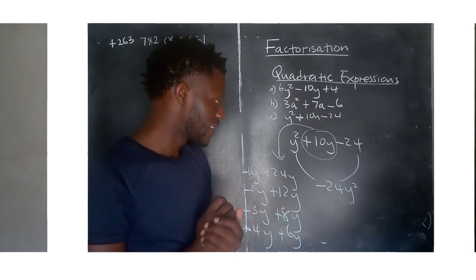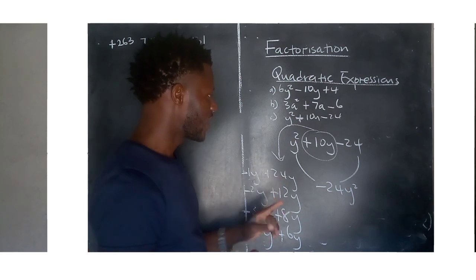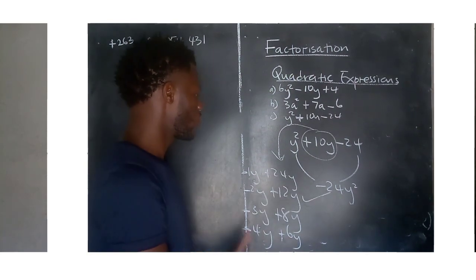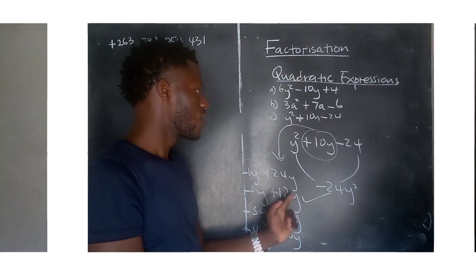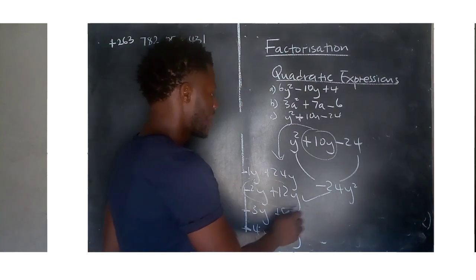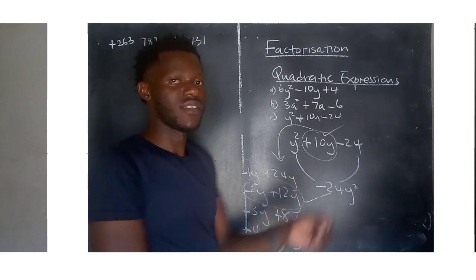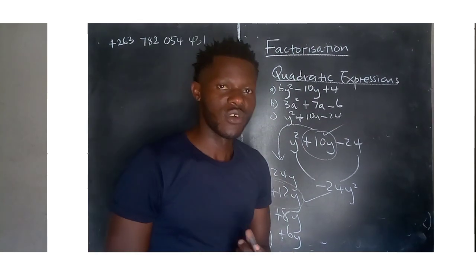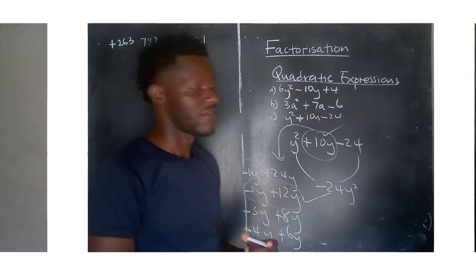When multiplication is done, now look for a combination that will give you positive 10. And in this case, the second group, minus 2 plus 12, will give us 10. So these two factors will be replacing 10. Then you proceed with factorization. This is how you go through quadratic expressions factorization.